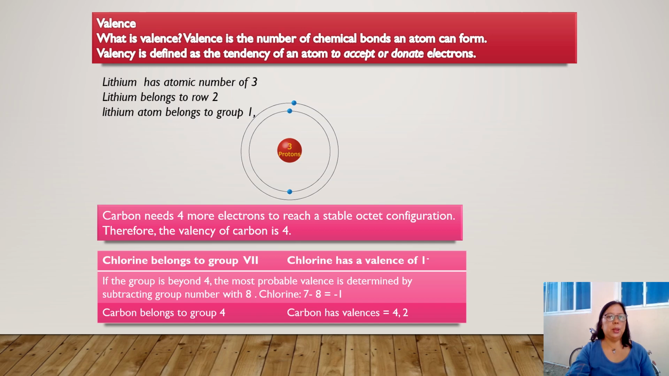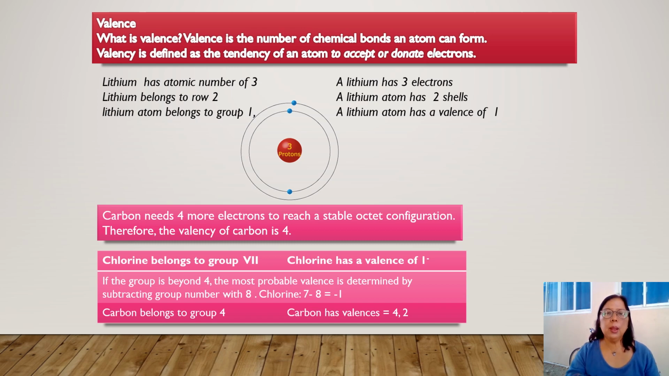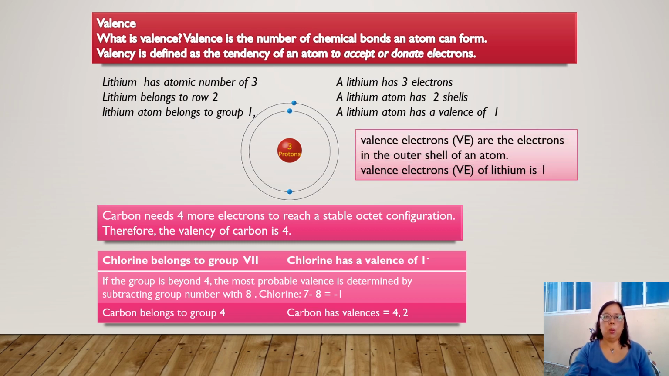Lithium has atomic number of 3. Lithium belongs to row 2. So lithium atom belongs to group 1. So the number of valence could also define what group that element belongs to, just like the illustration in the case of lithium. So lithium has 3 electrons. Lithium atom has 2 shells. Hence, lithium has the valence of 1.